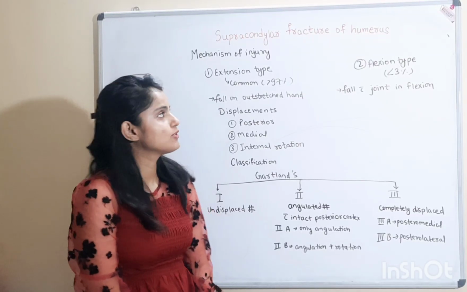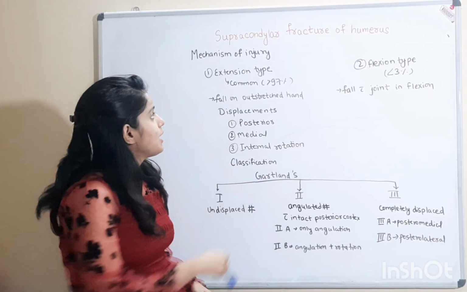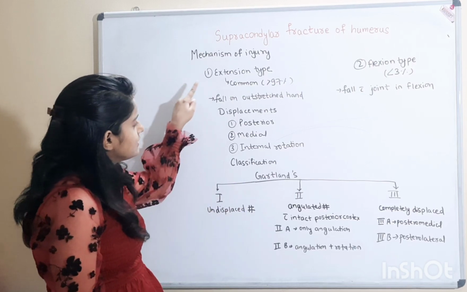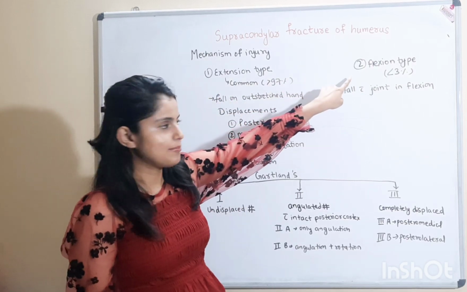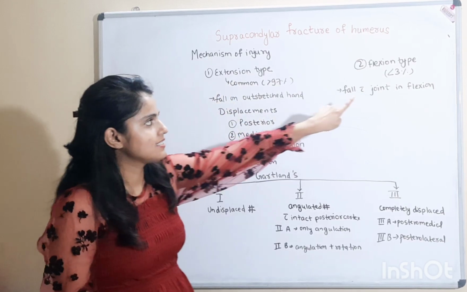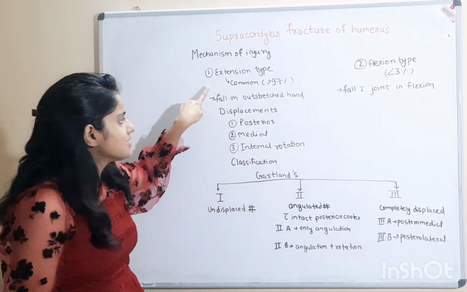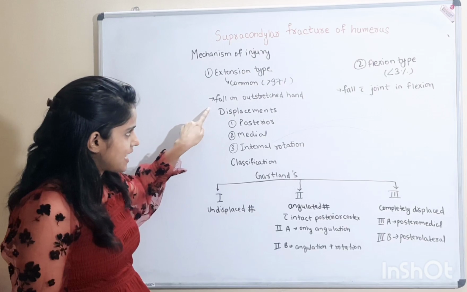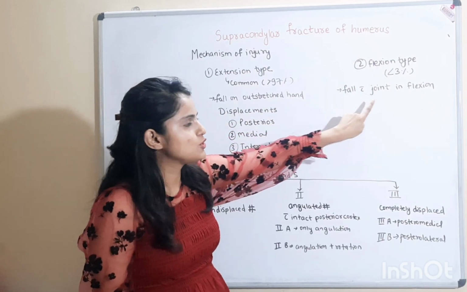Today I shall be talking about supracondylar fracture of humerus. Mechanism of injury. In this there is extension type and flexion type. Mostly 97% is extension type, it is very common, and less than 3% is flexion type. Extension type is due to fall on outstretched hand, and flexion type is due to fall with joint in flexion.